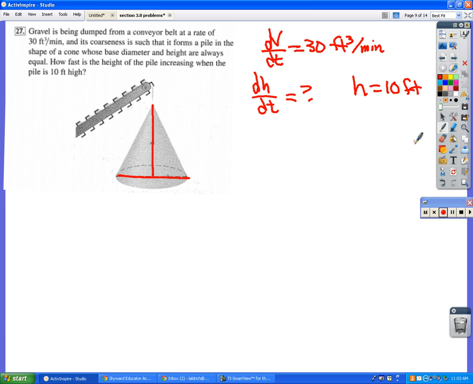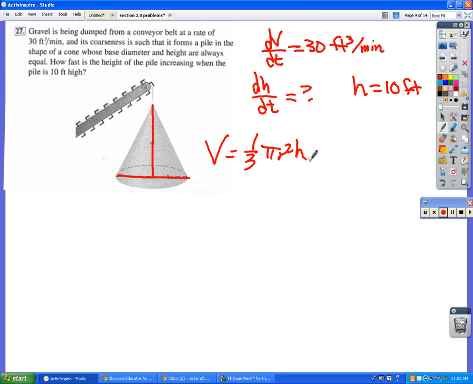All right, so we need to come up with the formula for the volume of a cone. We need 1/3 pi r squared h. Okay, so again, we have two variables.